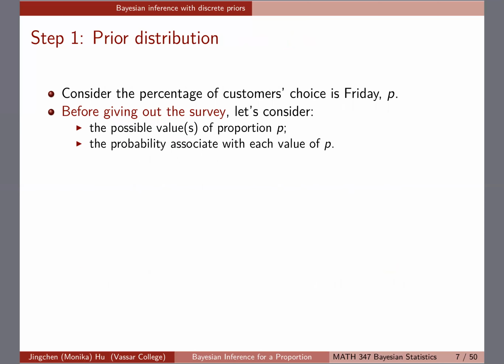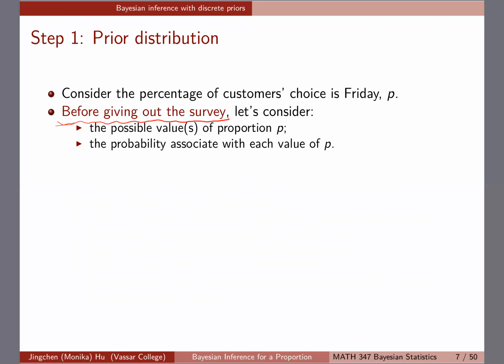So prior distribution. This is, again, the percentage of customers' choice on Friday. Okay? And keep in mind that each customer can only pick one of them. So P should be from 0 to 1. And also keep in mind that it's before giving out the survey. We typically try to come up with the prior before seeing any data. You don't want these two to interact.